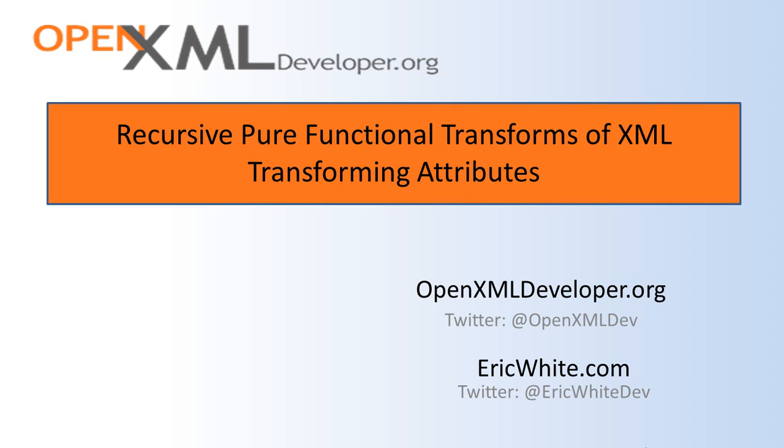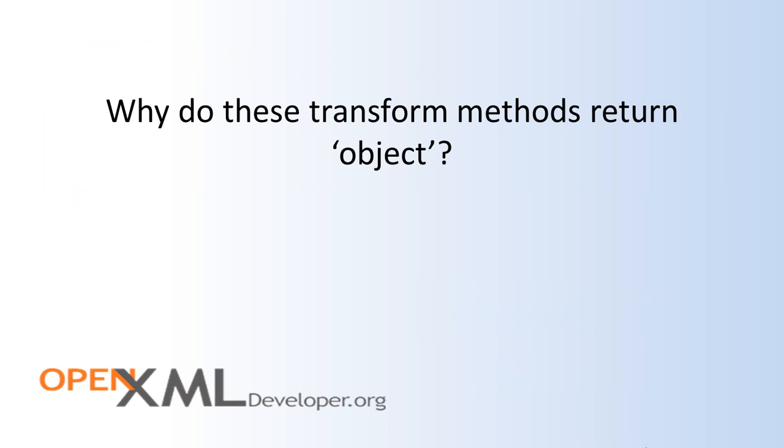You can certainly do things like refactor out that filter into another method as appropriate if you want to reuse that particular functionality. But it's pretty easy to transform attributes, change values, insert attributes, and so on. In the next screencast, I'm going to examine this interesting question, which is, why do these transform methods return object as opposed to either XNode or XObject or one of the more strongly typed objects that are part of the LINQ to XML API?